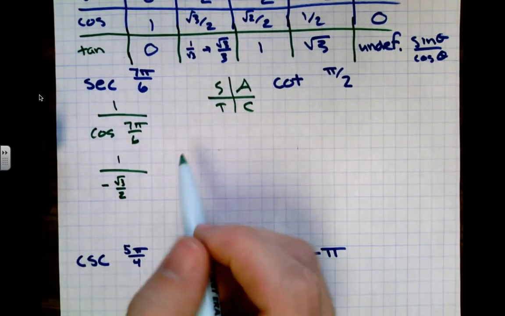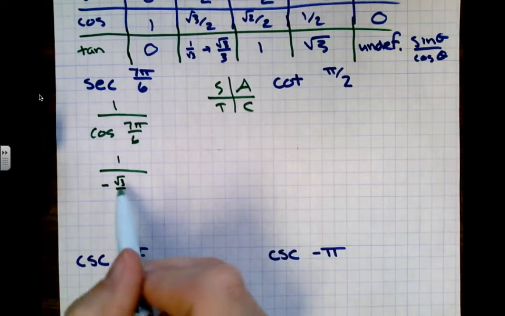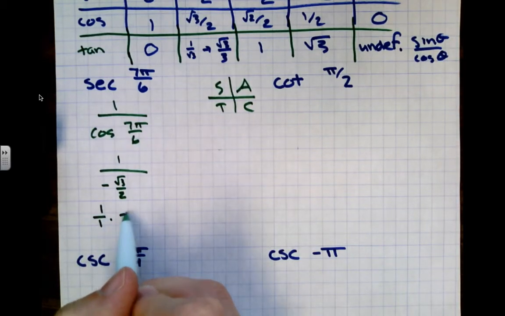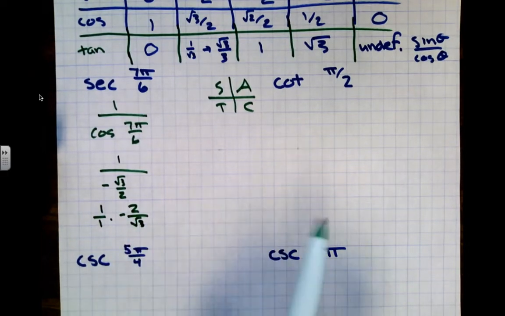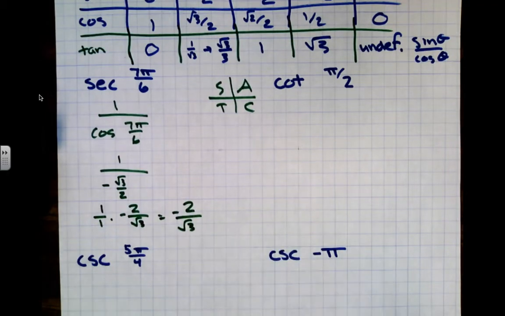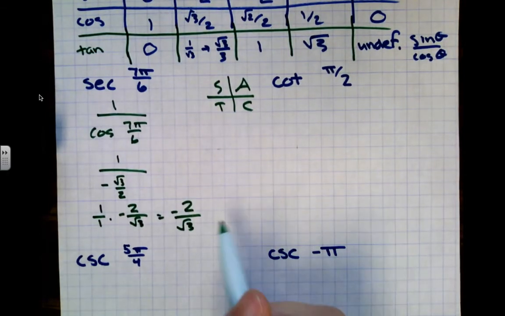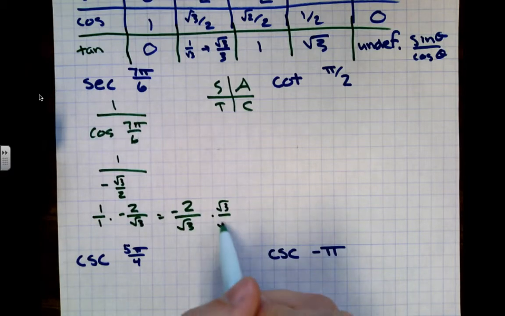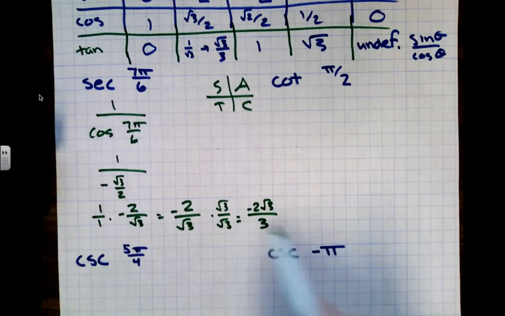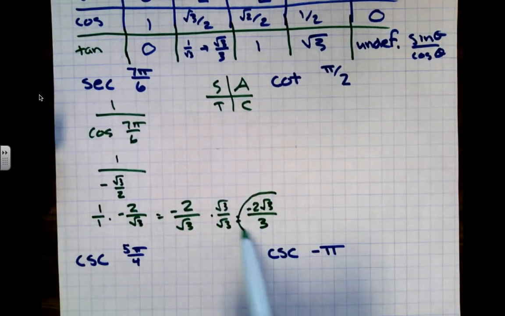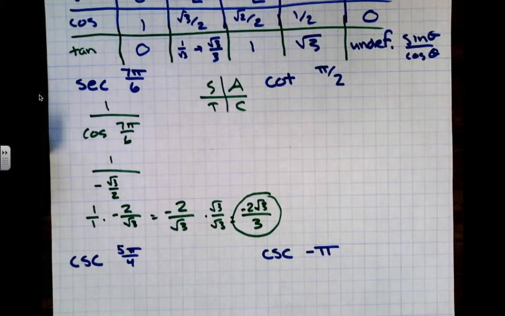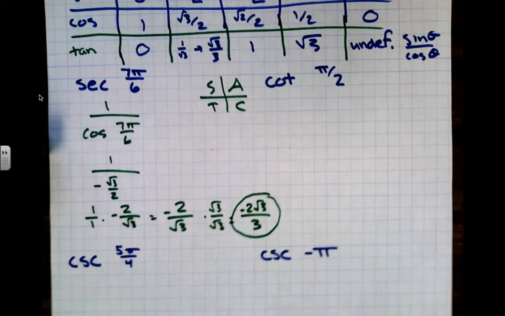So how I can do that, when I'm dividing by a fraction, it's like multiplying by the reciprocal. So I'm multiplying by 2 over square root of 3. When I go through, I should get negative 2 over the square root of 3. That's one that I want to end up simplifying. So I should multiply by root 3 over root 3, which gives me negative 2 times the square root of 3 over positive 3. So what that's telling me is secant of 7 pi over 6 is going to give me negative 2 times the square root of 3 over 3.